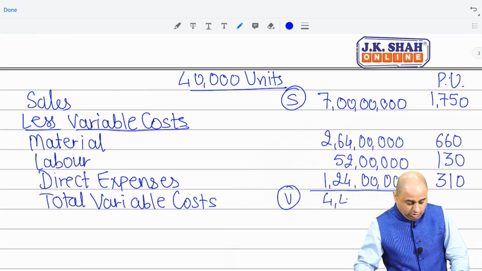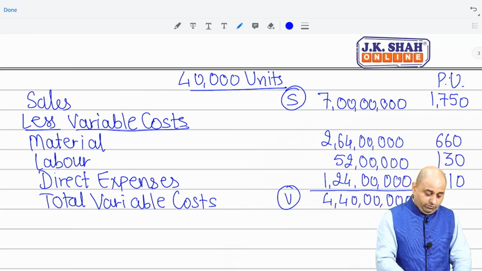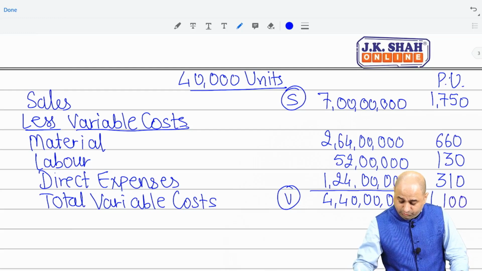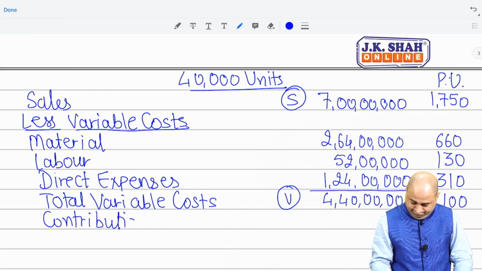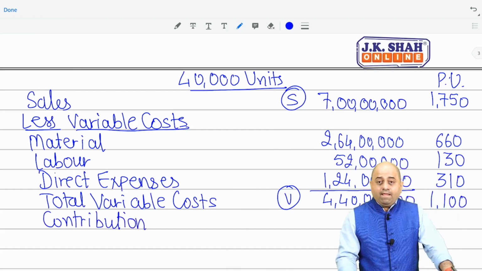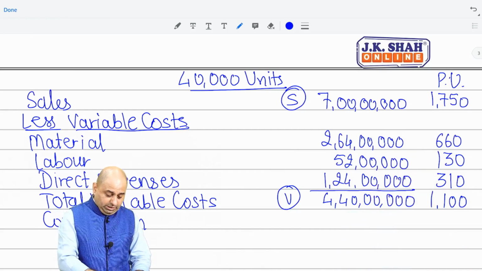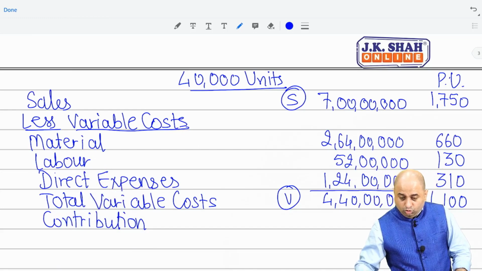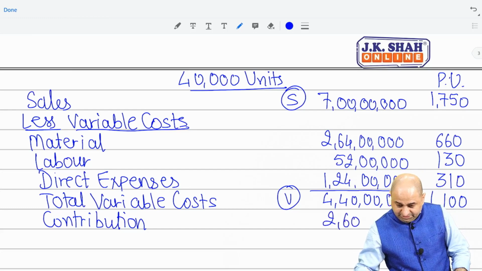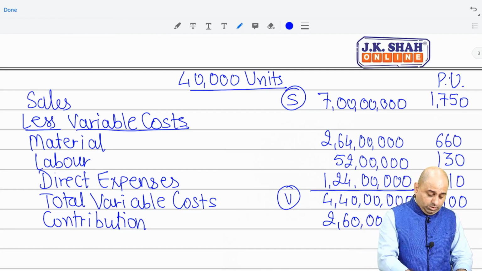So that is 4 crore 40 lakhs, again 40,000. So 1,100 is the per unit figure. That will give me contribution. And my contribution will be 7 crore minus 4 crore 40 lakhs. So 2 crores 60 lakhs. That will be my contribution.